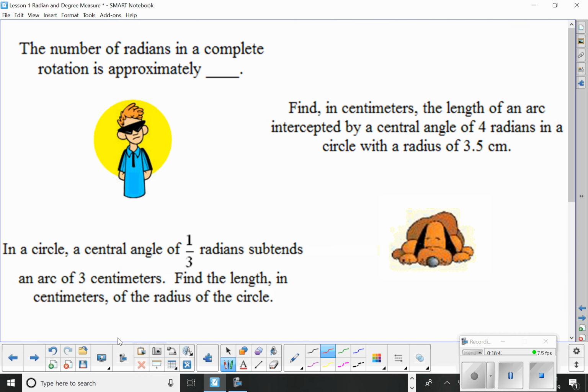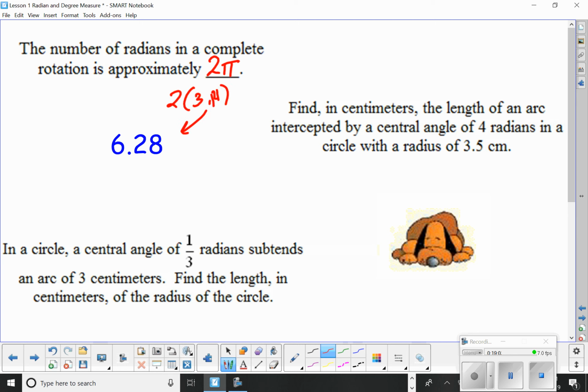All right, try these. The number of radians in a complete rotation is approximately 6.28. It's 2 pi, and then if you do 2 times 3.14, that's how we got the 6.28. So when it said approximately, that's so that you can sort of think of it as a number.